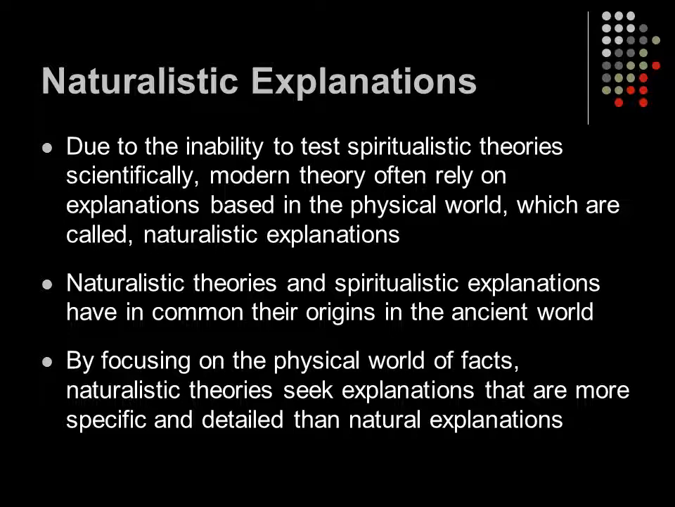Because we couldn't test spiritualistic theories, they had to move on from those explanations and move to things that we might be able to explain and test a little bit better. We moved to what were called naturalistic explanations. These are explanations of crime that are based on some situation going on in the world around us. By focusing on the physical world that surrounds a person, it was much easier to develop theories that you could observe and test. And you might be able to find a couple of ideas that would influence whether or not someone would engage in criminal behavior.